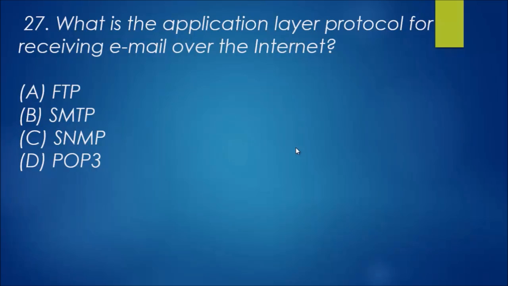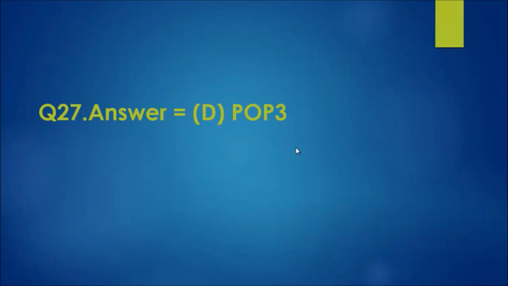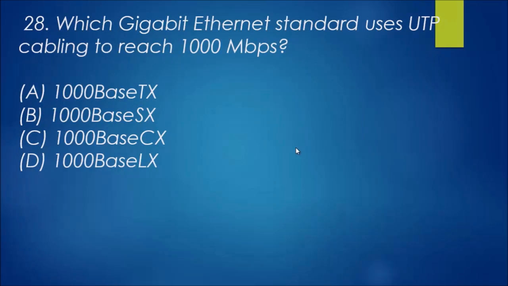27 says, what is the application layer protocol for receiving email over the internet? Well, as we saw before, FTP is the delivery of files, SMTP is the delivery of mail, but we want to worry about what's receiving email in an application. POP3 is the answer to this one, since you have clients like Outlook and Mozilla Thunderbird is even one. You can choose between SMTP or POP3 to receive email to your local computer or device.